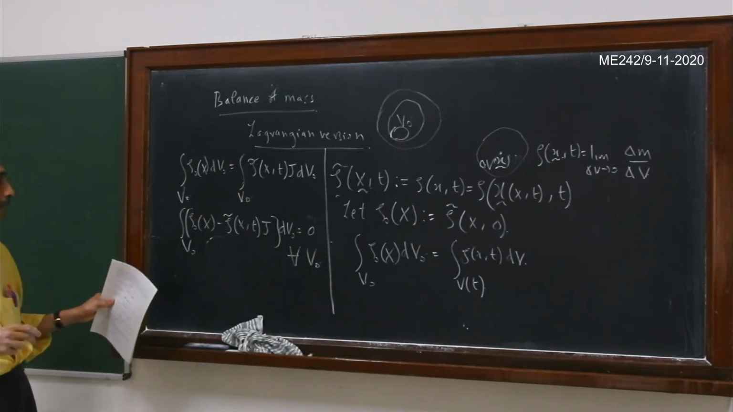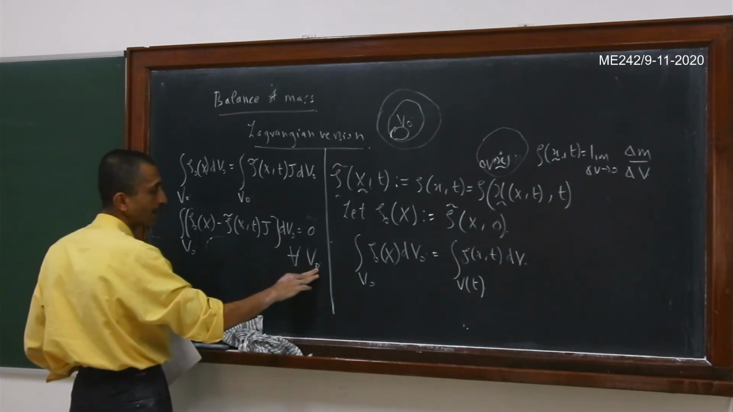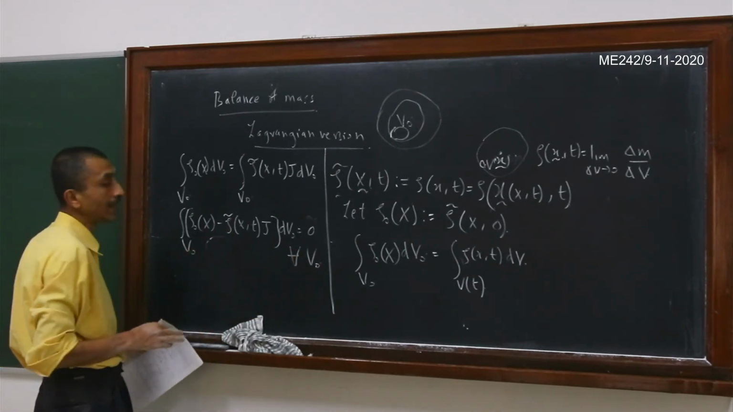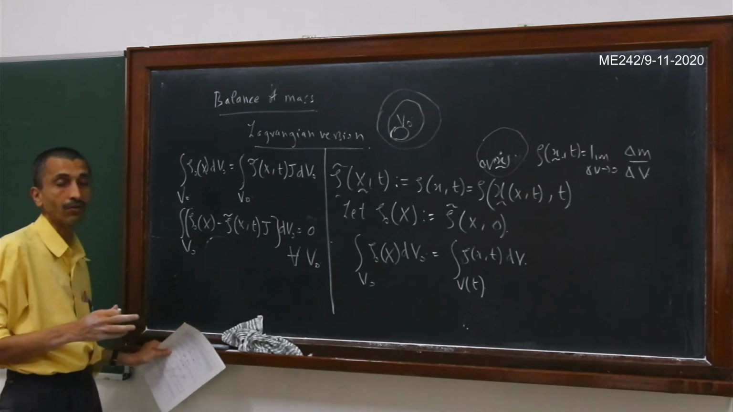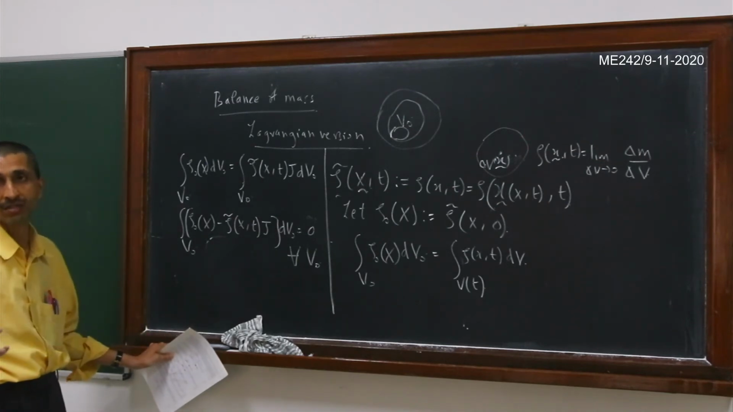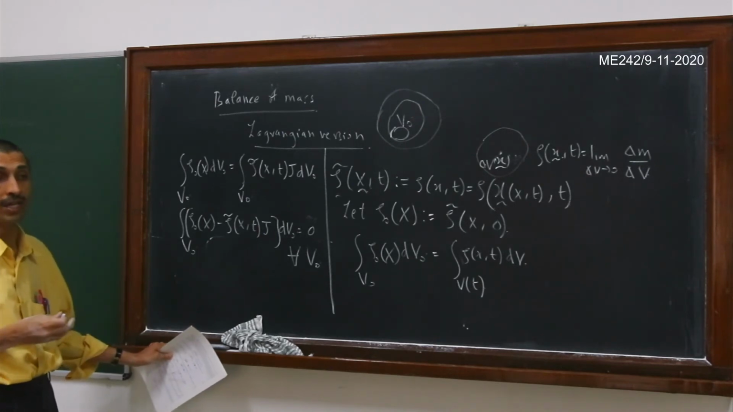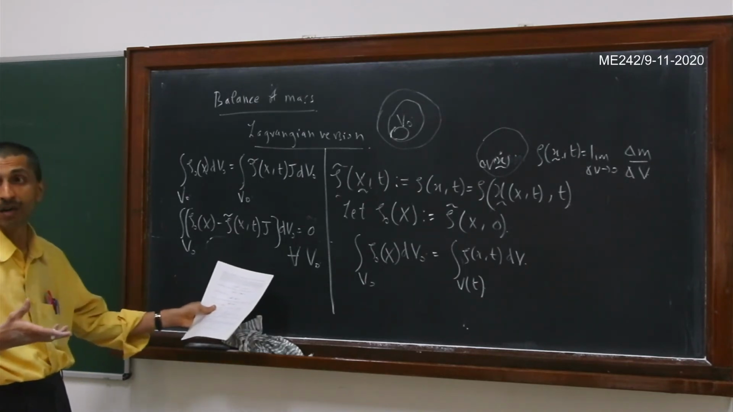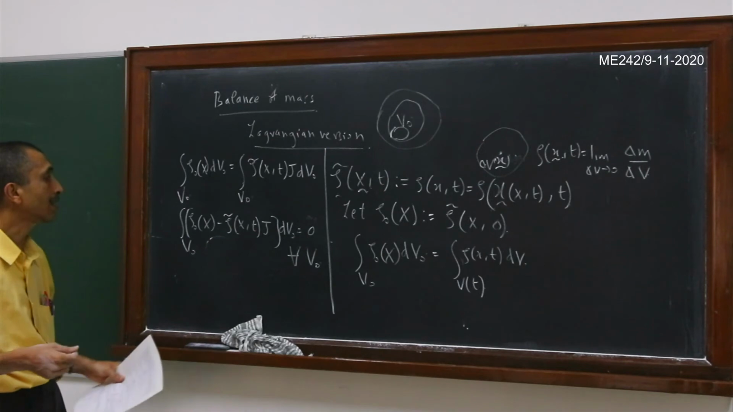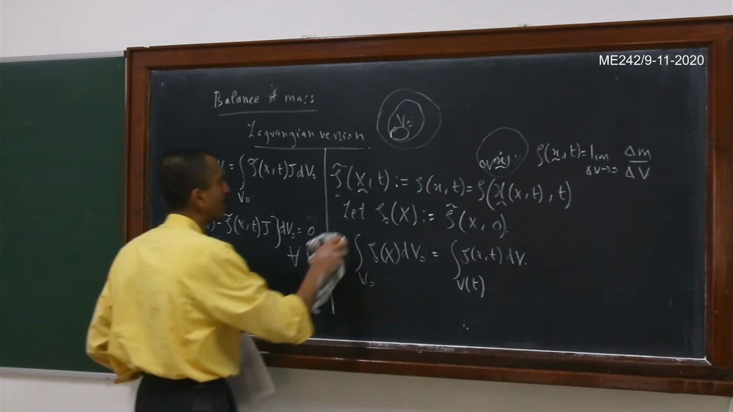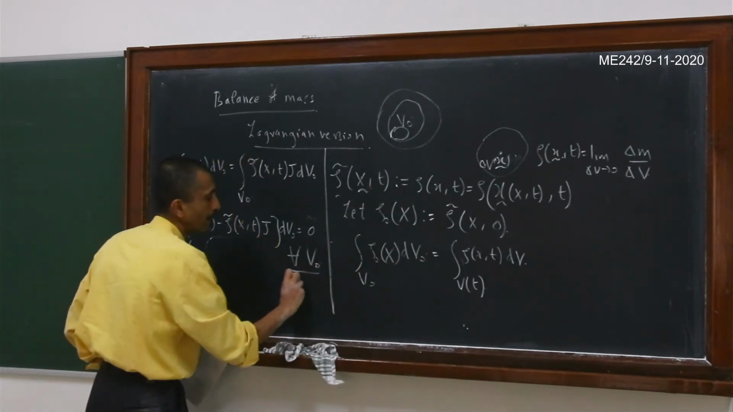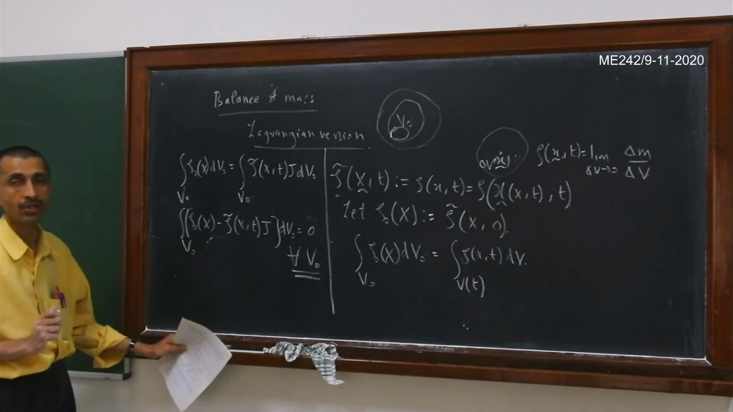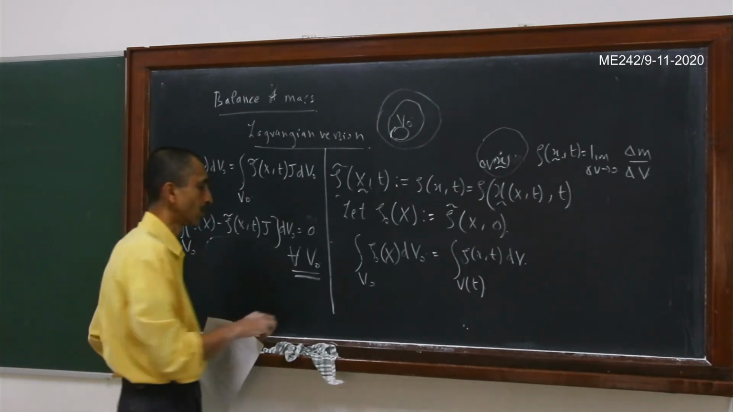See, if this V naught is not arbitrary, we cannot conclude that the integrand is 0, right? I already pointed out the integral from 0 to 2 pi of sin x dx is equal to 0, but sin x is not 0 within 0 to 2 pi. That is because you are considering only one fixed domain, whereas here the choice of the domain is arbitrary, and hence you can say that the integrand is 0. So this arbitrariness plays a very key role in showing that the integrand is also 0.